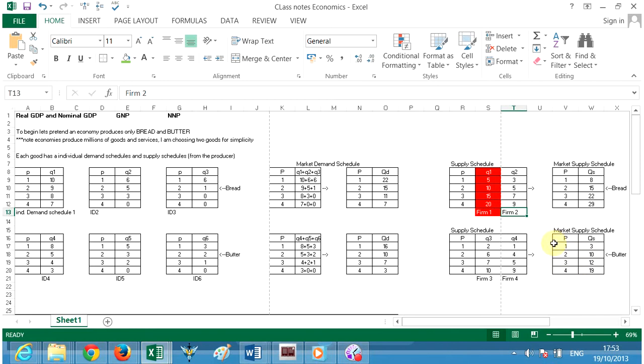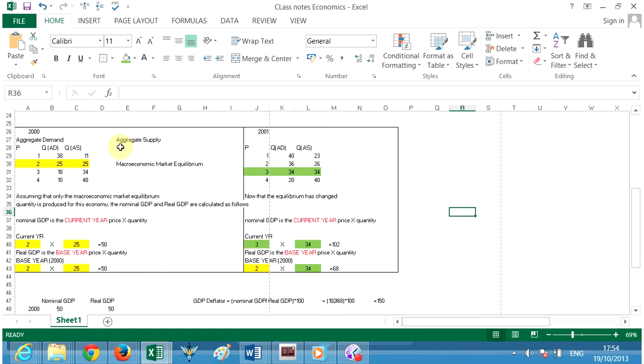Now, please keep in mind that this is just a quick example. There are millions of services and products that a country can make, but I just chose 2 of them and said, let's pretend that this is country A, an imaginary country, so I can show you how real GDP and nominal GDP work.